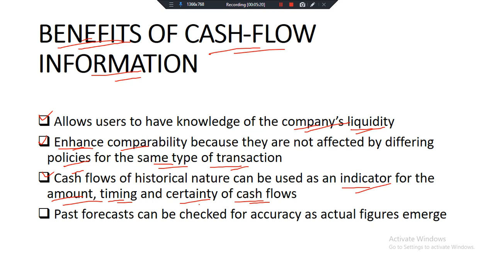So now, this information that you have can also be used to check the accuracy of actual figures when they emerge. So what does this mean? You've got past indicators. You project how much cash flow you want to have in future periods, how much money you want to have. Now you can compare the past forecast with the statement of cash flows to see how much money you currently have and how well the company is performing given the projections that were put in place.